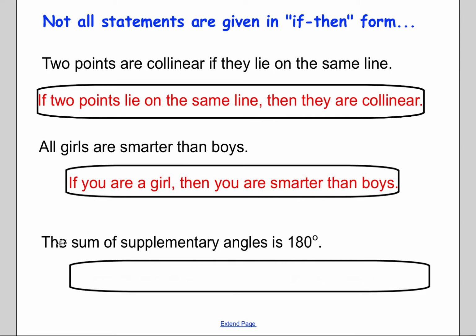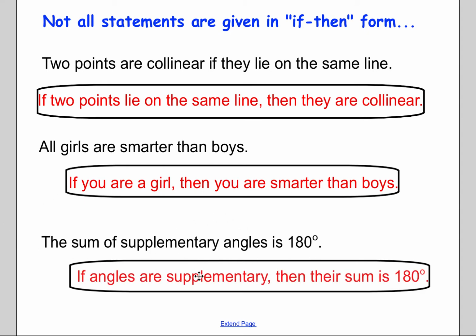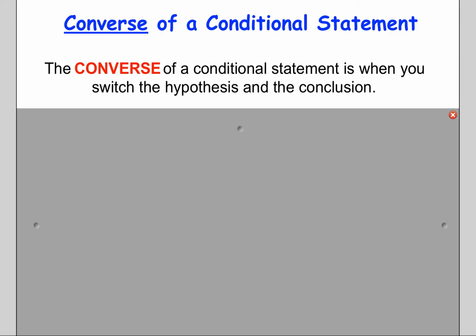Okay, so hopefully you've taken a little bit of time to try and figure out where the if then is here. If we write it as an if-then, one of the ways we could write it is like this. If angles are supplementary, then their sum is 180 degrees. Okay, so we can write conditional statements a lot of different ways, but in each of these statements, there's always a condition hidden behind.